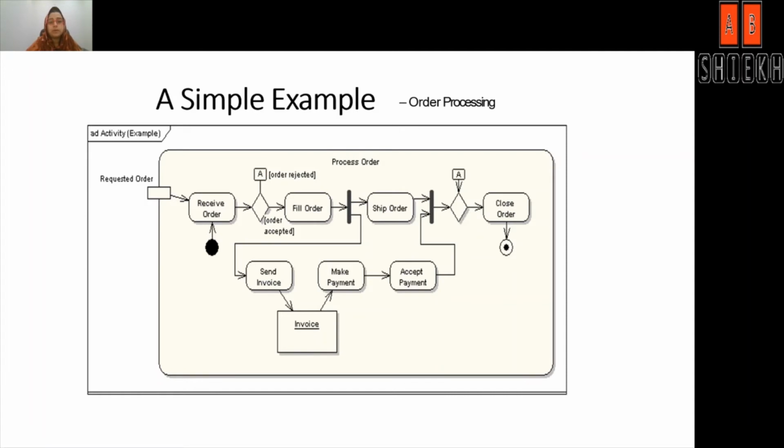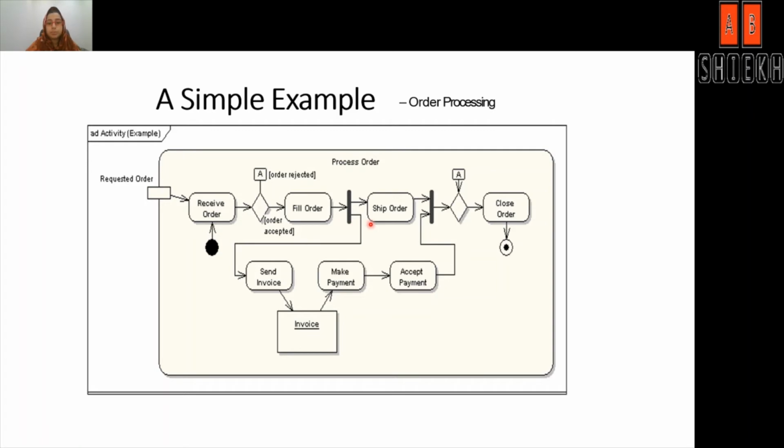Here we have an example of an order processing activity diagram. The requested order is an object that is being flowed here and initiates the order processing activity, which receives the order right here. If the order is rejected, it will go to the activity diagram named A. But if the order is accepted, then it will proceed on to fill order.